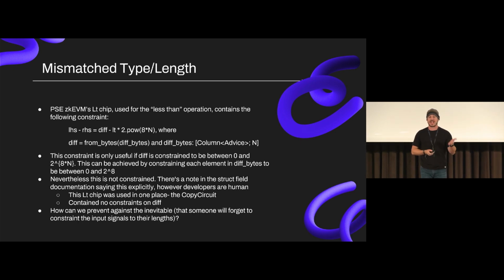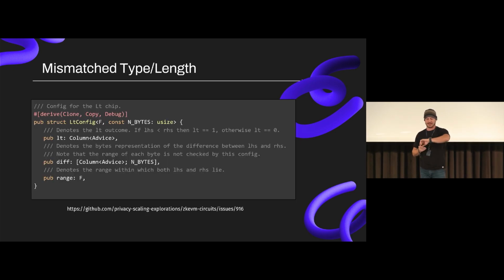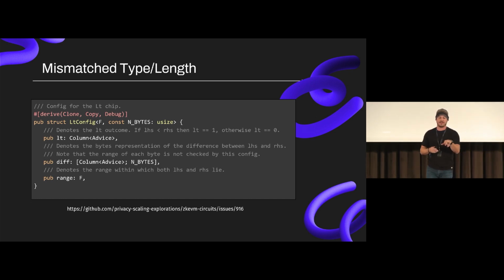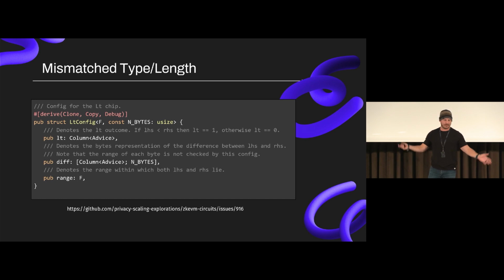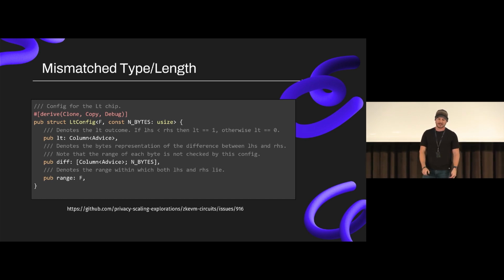It was actually stated in the chip, and for time reasons I'm going to blow through this. It says right here under this pub LT column advice, it denotes the byte representation of the difference between the left-hand and the right-hand side. Note that the range of each byte is not checked by this config. Of course, this was used somewhere where somebody did not constrain that, so that's a problem. This allowed a malicious prover to generate random proofs that would pass the verifier that could brick the rollup or steal funds, or who knows what the possibility is. But at minimum, you could brick the rollup, which would be a huge problem.